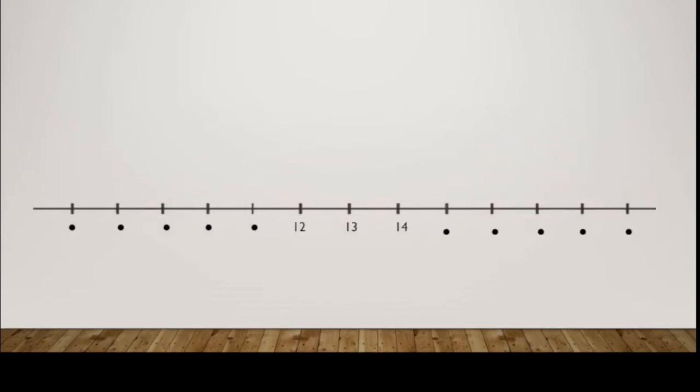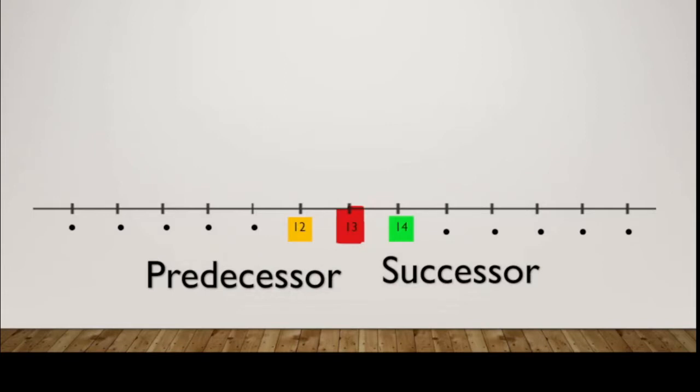Now let's have a closer look with the number 13. With respect to this number 13, I have the next number as 14. So this is called the successor of 13. And the previous number is called the predecessor of the number 13. Now the number 14 is always greater than the number 13 and 12 is less than the number 13. So these are very easy things which you have already studied.